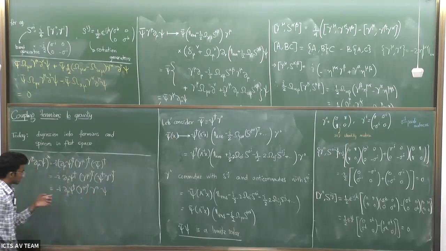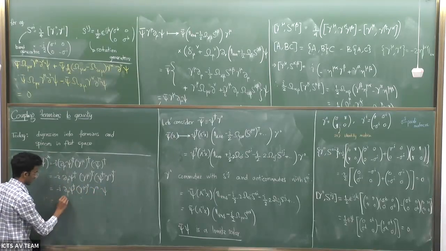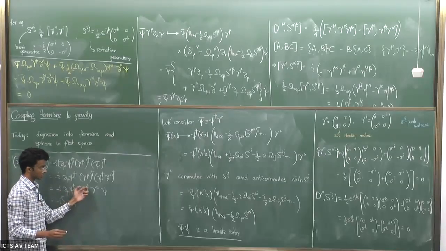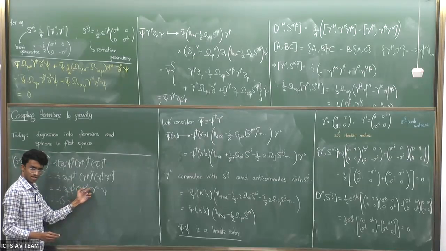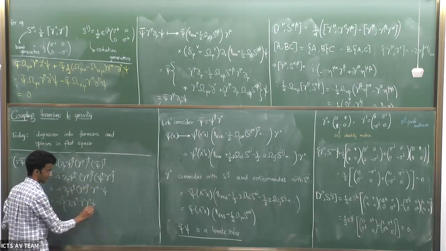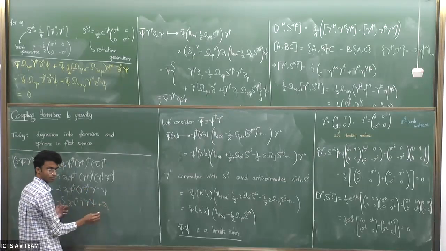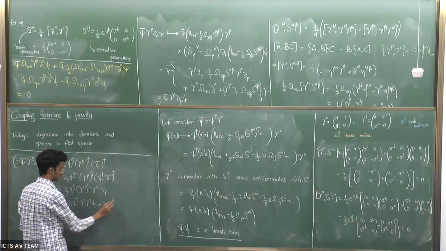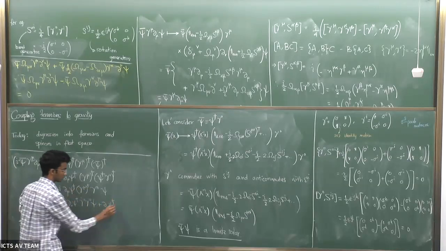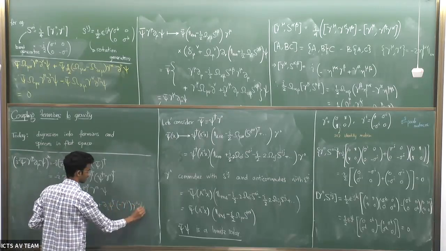Now let's do this one by one. Let's do minus I del 0 psi dagger gamma 0 dagger, which is gamma 0. So you have gamma 0 psi plus del I psi dagger. Gamma I dagger is minus gamma I. So you get minus gamma I gamma 0. Is that okay?